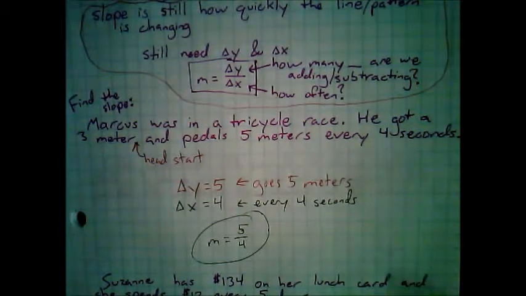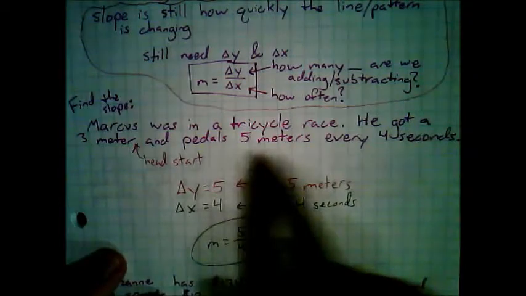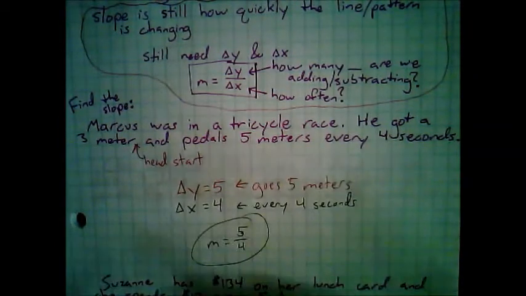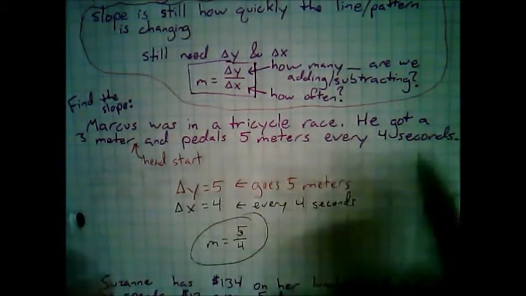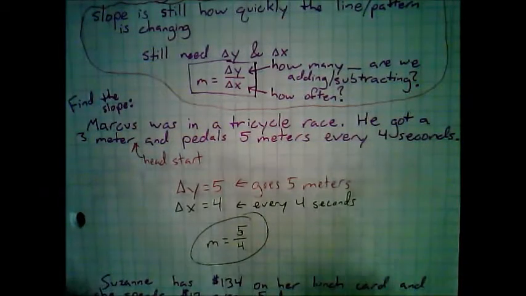So again, we just want to identify in the problem, what do we need? We need our delta y and our delta x still. Our delta y is he goes 5 meters, and our delta x is how often. Well, he does that every 4 seconds. So the slope is simply 5 meters every 4 seconds, so it's 5/4.